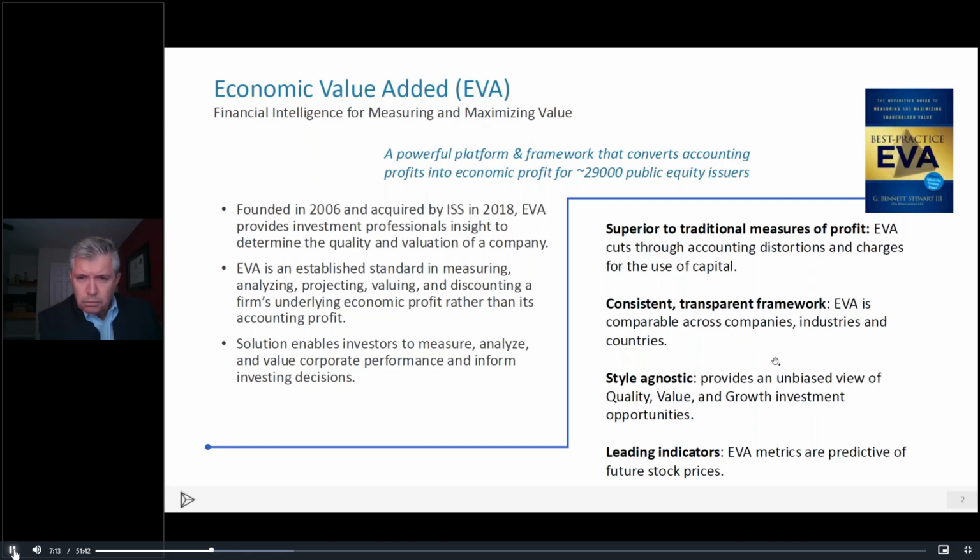We don't have any black box ways of analysis, and that allows regional, country, cross-sector, industry comparisons. The framework's style agnostic. What does that mean? It means that we're not biased towards growth or value. So the framework works equally well across the two different styles. We consider the future, so leading indicators in the form of the stream of EVA generation required to back out today's market value. And we think about fundamentals and investor expectations about the future as well.